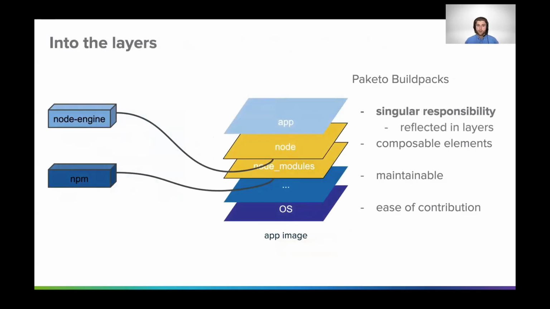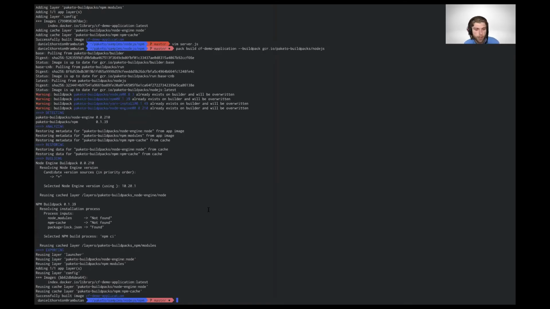Okay, so we've seen a little bit about how we can build an application using Pack, using two Paketo Buildpacks, but let's dive into the details of this single responsibility and our app image. So if I jump back over to my terminal, we're going to use a tool called Dive. It's quite nice. And it's going to give us some additional information about what is in our final app image.